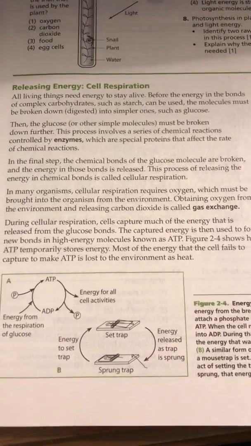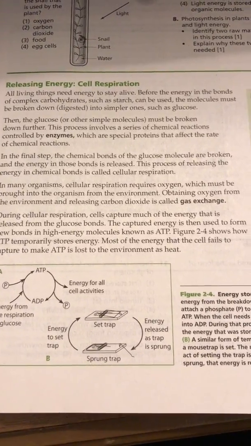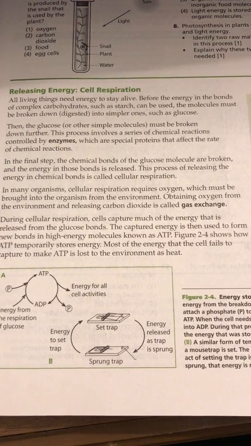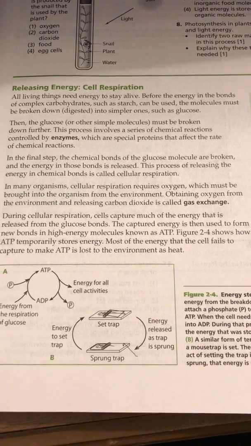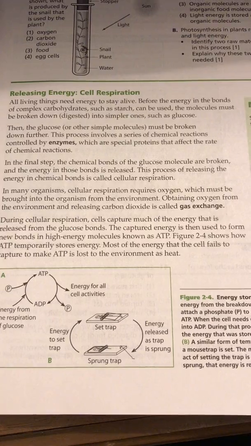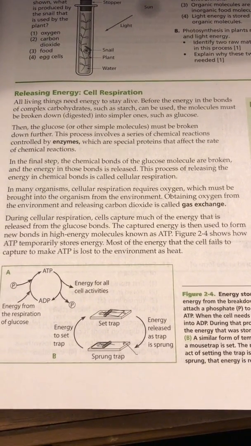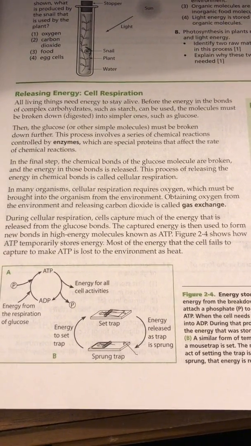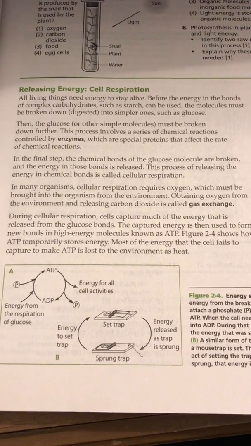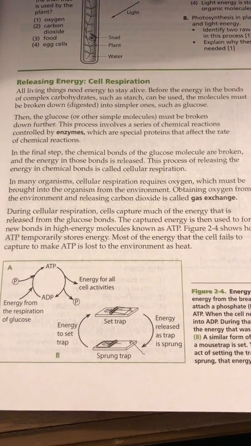Releasing energy. Cell respiration. All living things need energy to stay alive. Before the energy in the bonds of complex carbohydrates such as starch can be used, the molecules must be broken down or digested into simpler ones, such as glucose. Then the glucose must be broken down further.